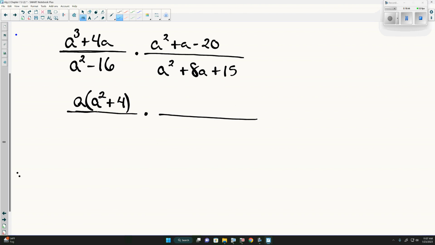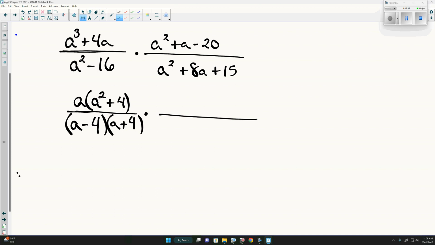Now, its denominator is a squared minus 16. A squared is a perfect square, and 16 is one as well. Because what multiplies together to be a squared? Well, a and a, and 16 would be 4 and 4. So we have this here. Any questions on what we've done so far?